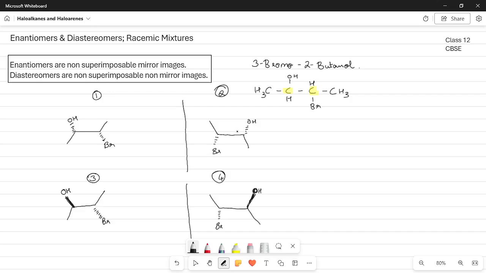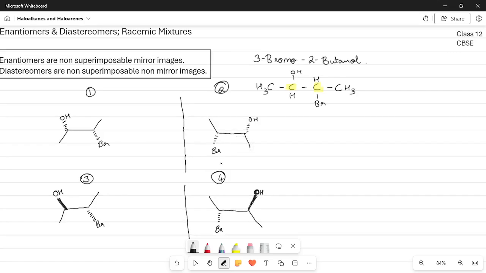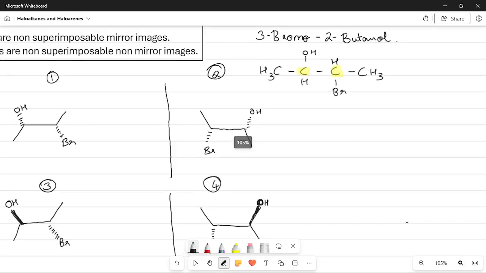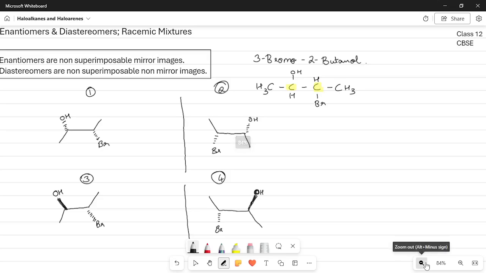Now, when you have a mixture of, let's say you have equal amounts of 1 and 2. We're going to assume 1 rotates the plane of polarized light to the right and 2 rotates it to the left. This is an assumption. This is not the truth. I mean, it could be the truth, but this is just an assumption. So if you have equal amounts of 1 and 2, then they would rotate the plane of polarized light to the right and the left respectively to equal extent.